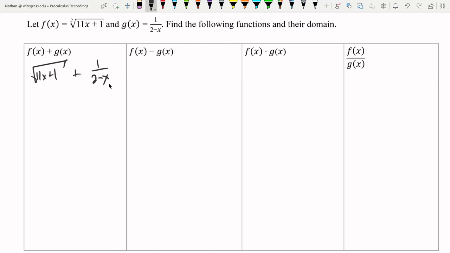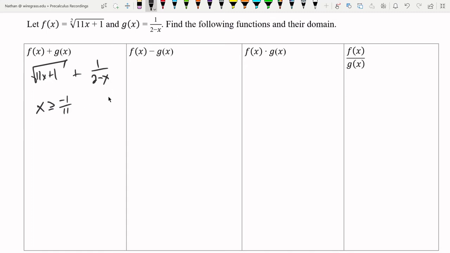We know that f of x has a limited domain because we cannot have negative numbers underneath the square root. So x must be greater than or equal to negative 1 over 11. Because negative 1 over 11 times 11 is negative 1. Negative 1 plus 1 is 0. If you do anything less than that, for instance, negative 1 times 11 is negative 11, plus 1 is negative 10. And that's a complex number, which we are not allowing in our domain because we cannot graph complex numbers. So x must be greater than or equal to negative 1 over 11.